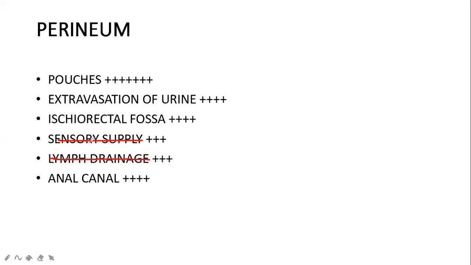And then I'll talk about the anal canal later on, and then the ischiorectal fossa. But now we are clear for the sensory supply and the lymph drainage.